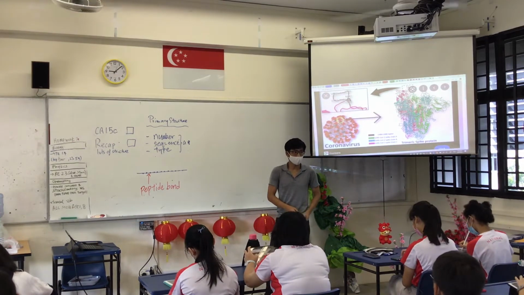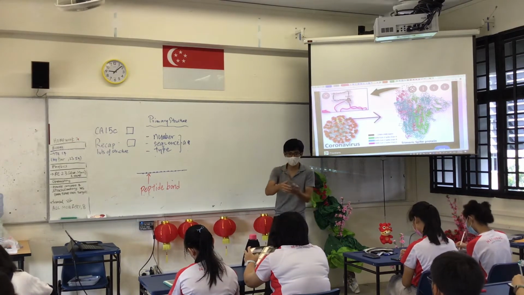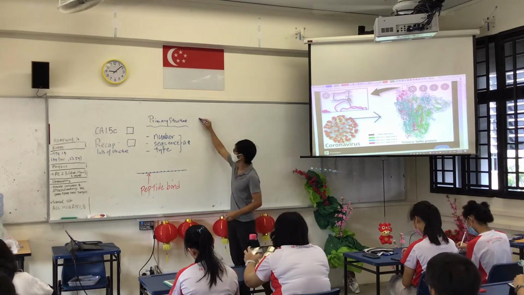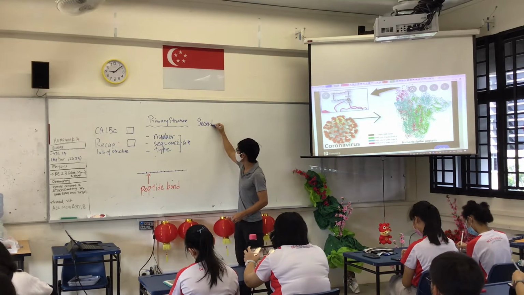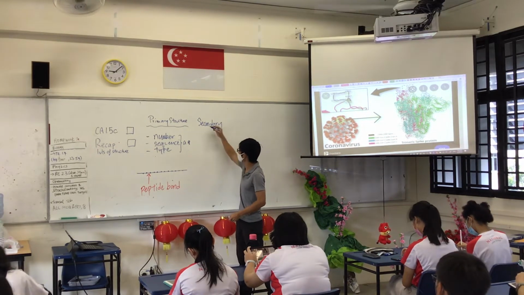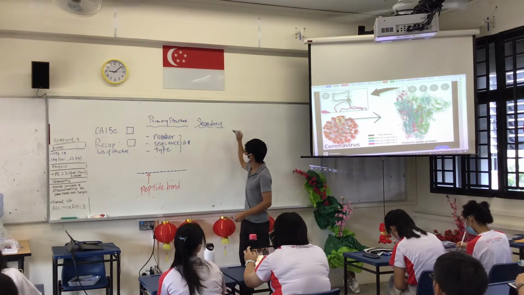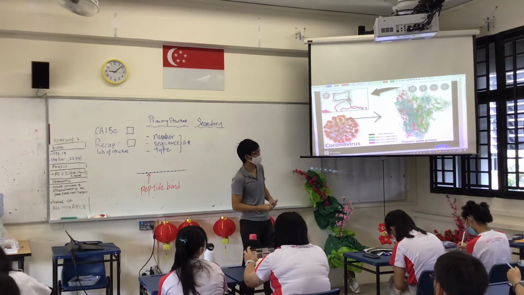So, the bond that holds all the amino acids together is a peptide bond. Shreya said that there are 3 levels of structure. The next level is the secondary structure. Okay, then now very quickly everyone look to the screen. What types of secondary structure do you observe here?